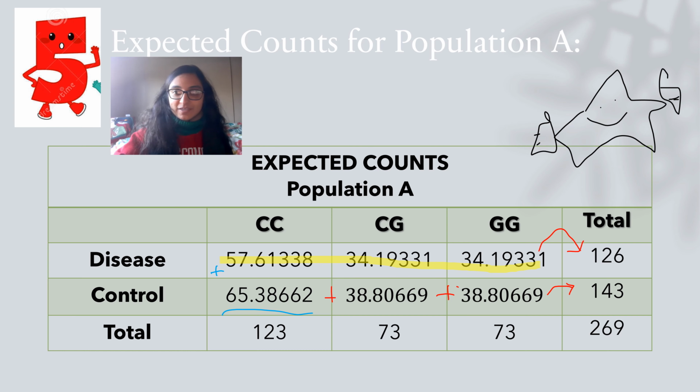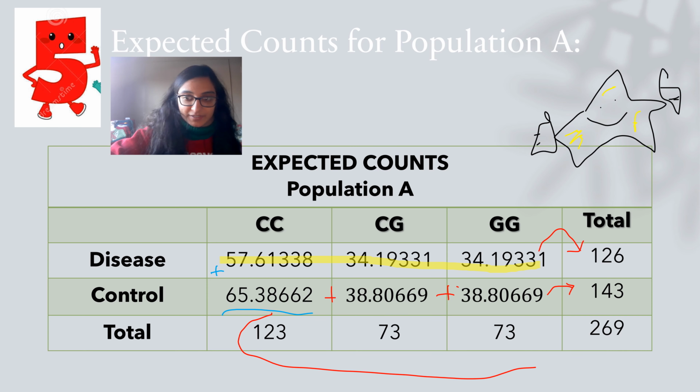Based on the information that we have, the key idea when we're finding the expected counts is that we have so many individuals who are in the disease. You have 126 individuals who are diseased, 143 individuals who are control, and 269 individuals overall. And then we have this GG information, CG information, and CC information. These are the breakdowns. So imagine if we just focus on this information here, on this L, we have just this information.